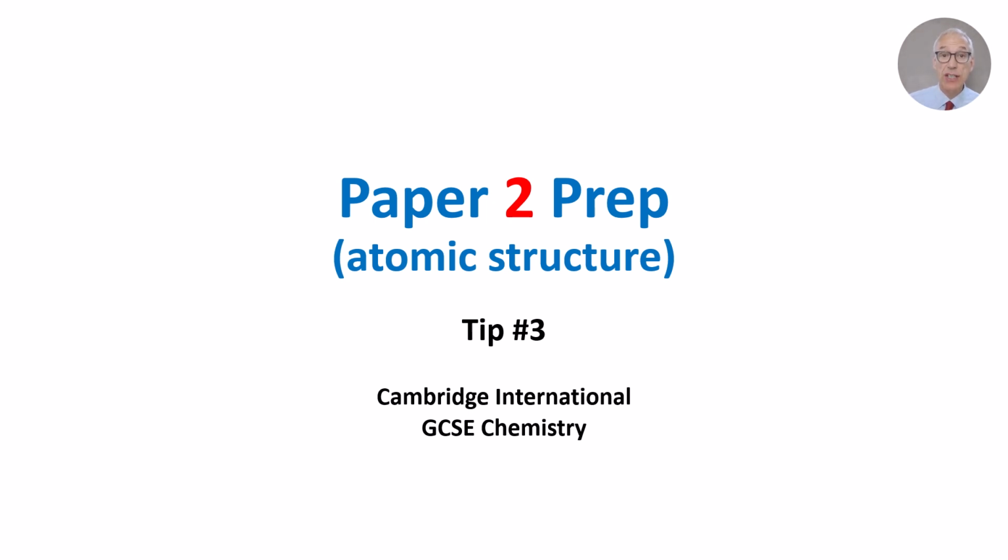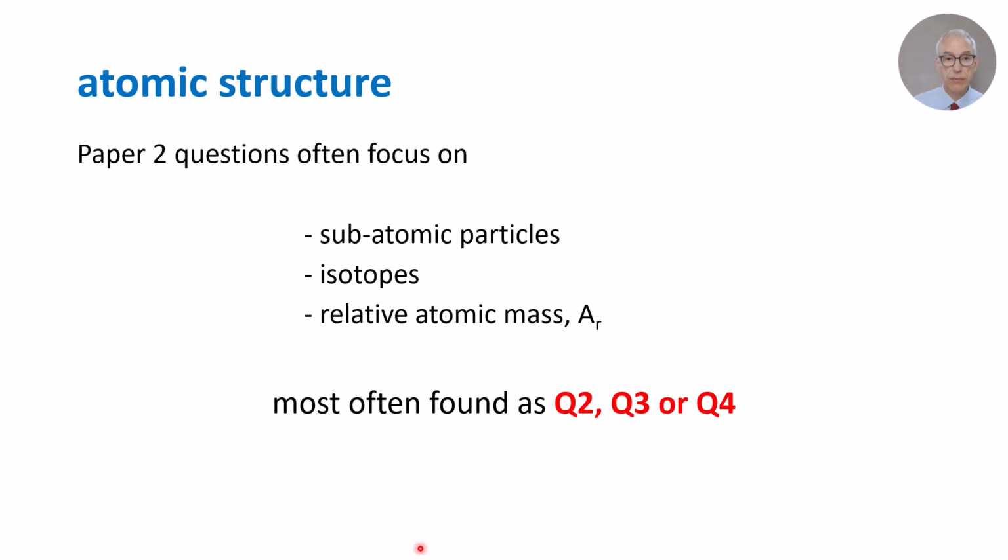Cambridge International GCSE Chemistry, Paper 2 Prep, tip number 3. Paper 2 questions about atomic structure mostly focus on the makeup of the nuclear atom and the subatomic particles it's composed of, the idea of isotopes, and the calculation or calculations involving relative atomic mass. You'll find these most often as question 2, question 3, or question 4.